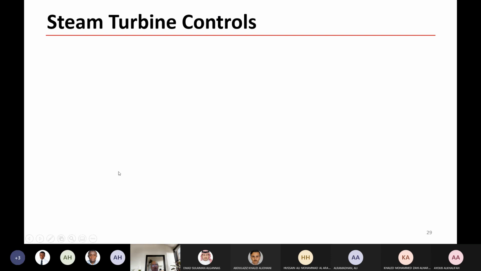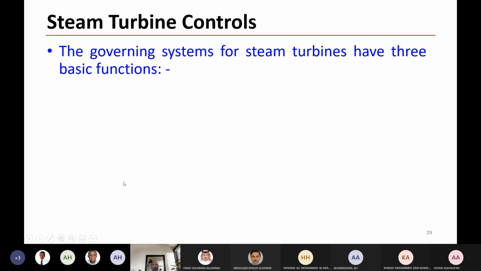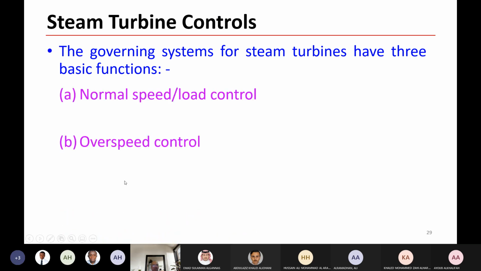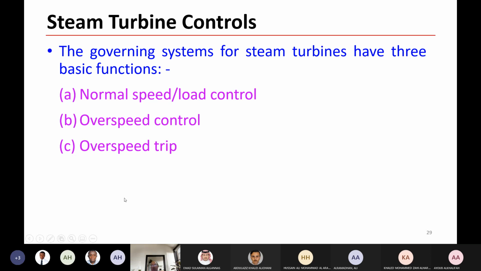The steam turbine control: how to control the speed of the turbine. We have different schemes, depending on the range of the speed deviation. Hussein Ali, please, you have a question?